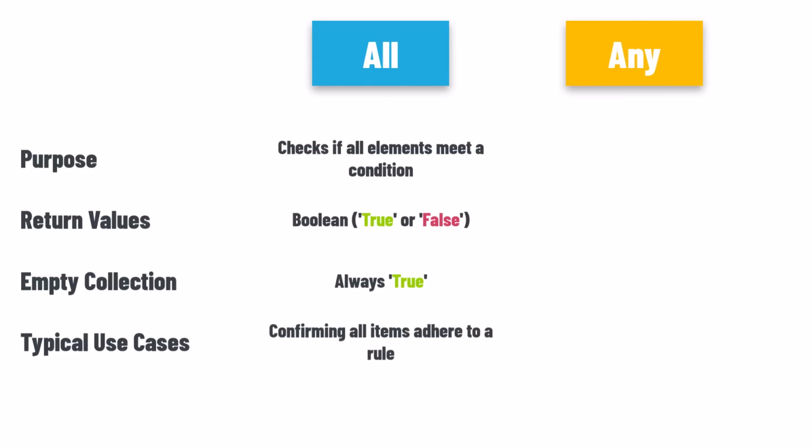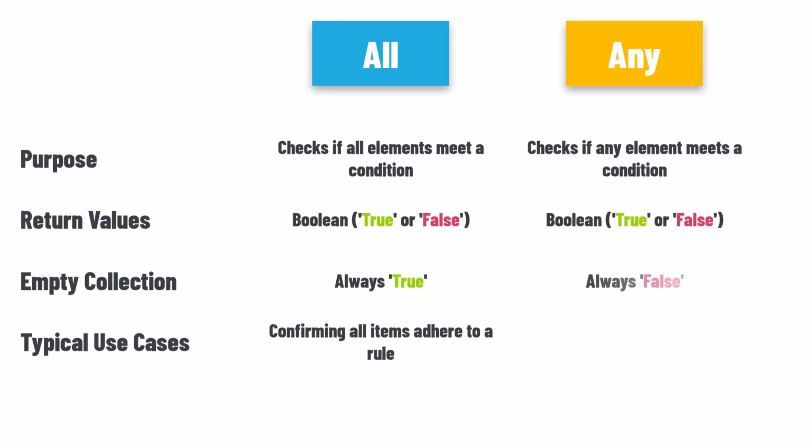In contrast, the purpose of the Any method is to check if any, at least one, element in a collection satisfies a specified condition. The Any method returns true if at least one element in the collection meets the condition. However, if none of the elements meet the condition, or if the collection is empty, it returns false. Notably, with an empty collection, Any always returns false because there are no elements available to meet the condition. You would typically use Any when you want to verify the existence of elements in a collection that meet a certain criterion, such as checking if a list contains any negative numbers.